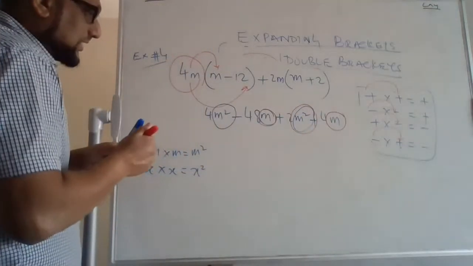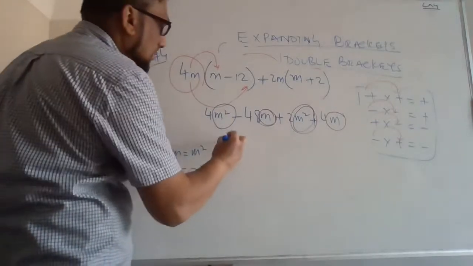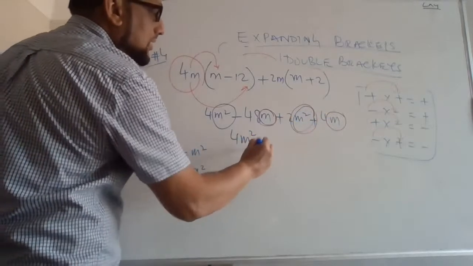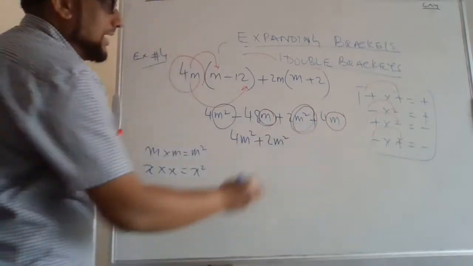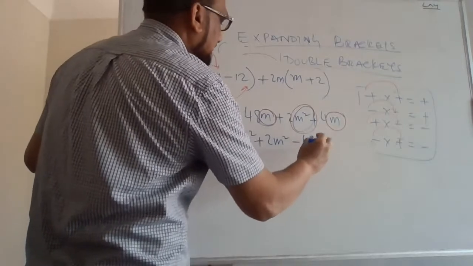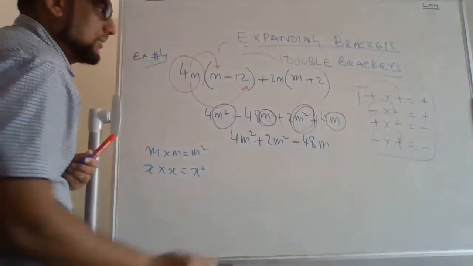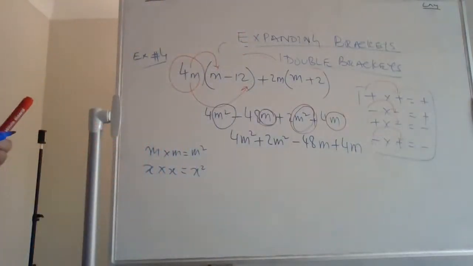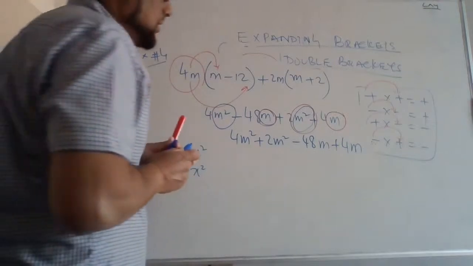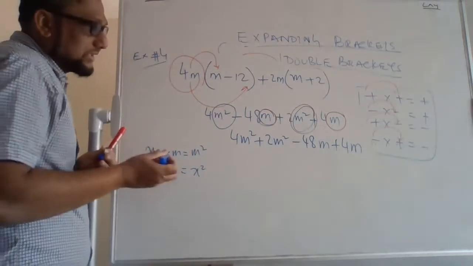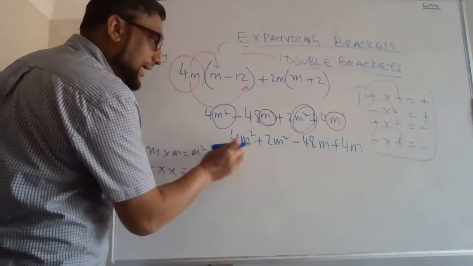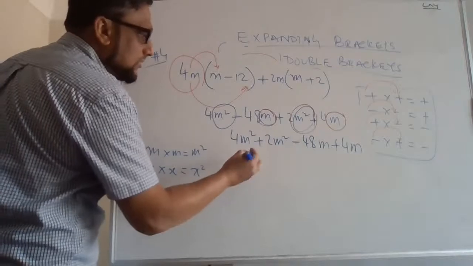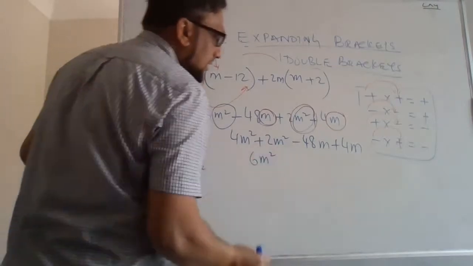So I'm going to do the same way, which is 4m squared and plus 2m squared and minus 48m plus 4m. Now we need to just simplify. So 4m squared plus 2m squared. So simple. 4 plus 2 is how many m squared? Which is 6m squared.